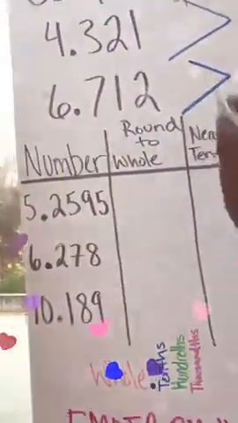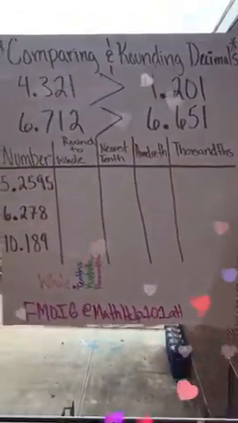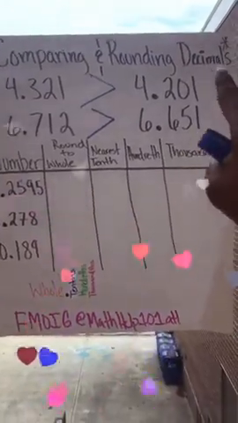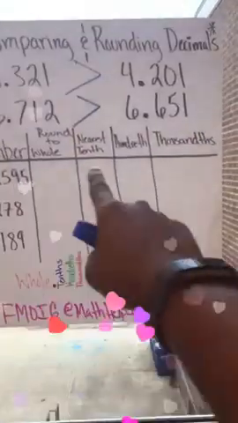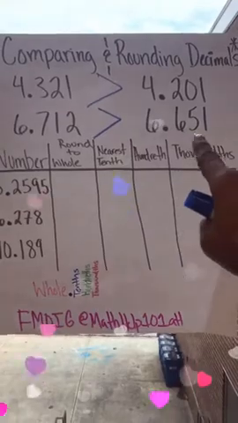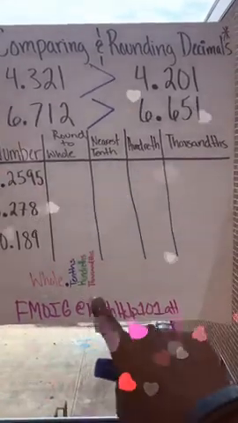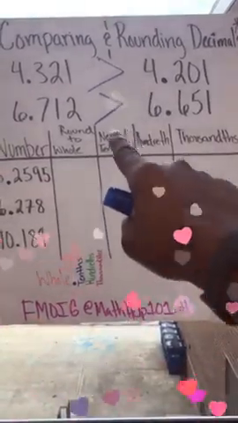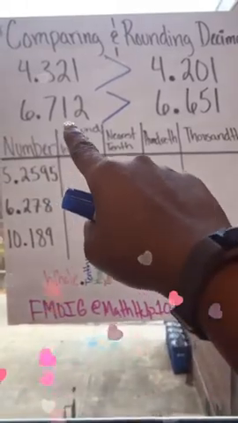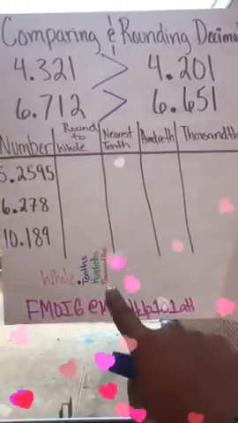So I draw a greater than sign when reading from left to right, but if we read it from right to left, that reads 6 and 651 thousandths is less than 6 and 712 thousandths.